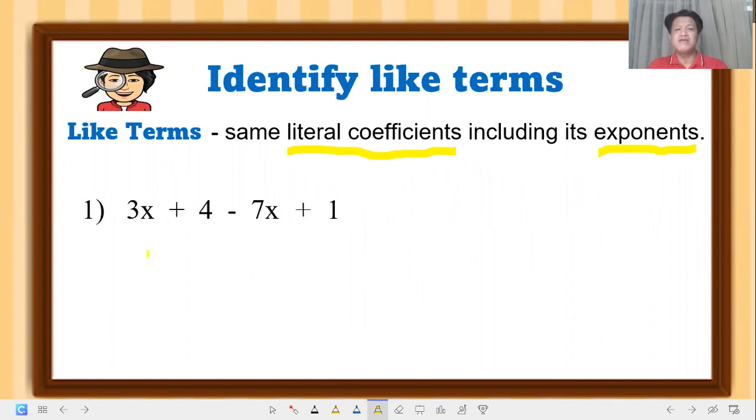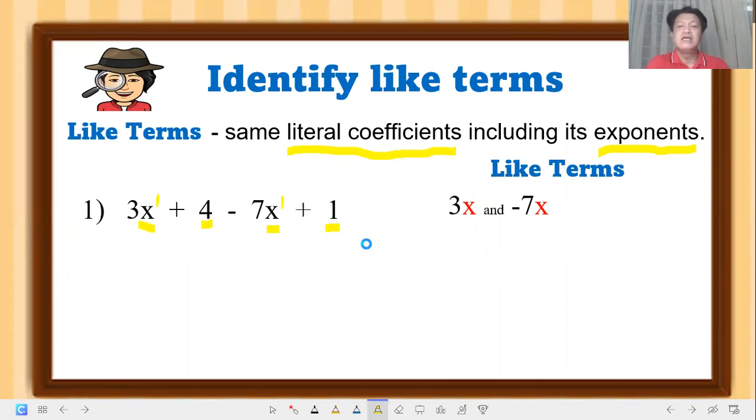Okay, so let's have example. 3x plus 4 minus 7x plus 1. So we are going to identify like terms. Diba? Kung titignan natin dyan, so etong 3x na to, tsaka yung negative 7x, they are like terms because they have the same literal coefficient and the exponent. Kasi di ba pag wala pong nakalagay na exponent, understood, this is first degree. Okay, kaya they are like terms. So another we have this, kapag wala naman pong nakalagay na literal coefficient, meaning to say this is constant term. Kaya nga, yan po yung like terms natin. That is 4 and 1.